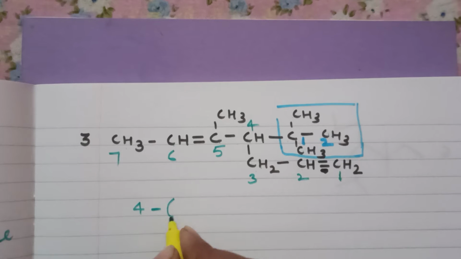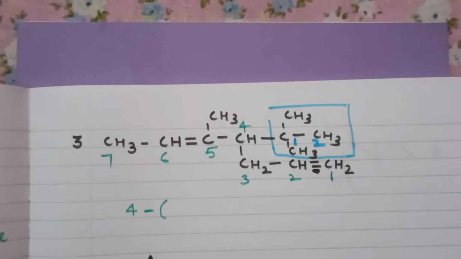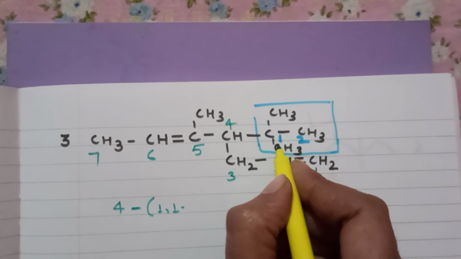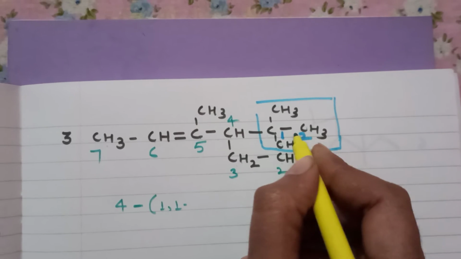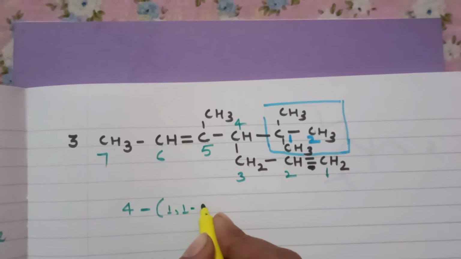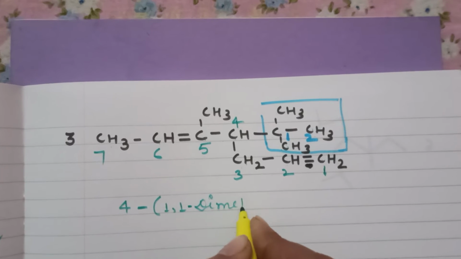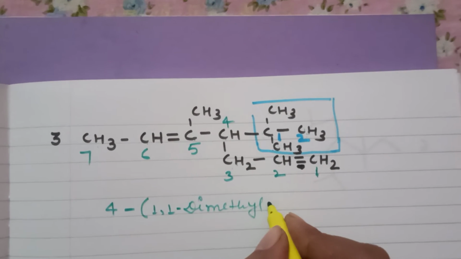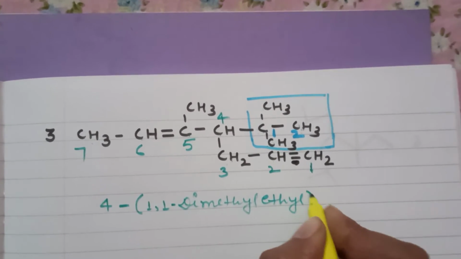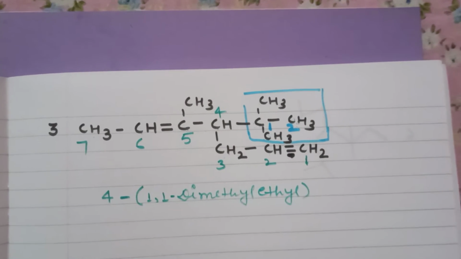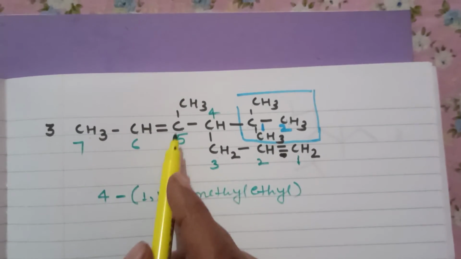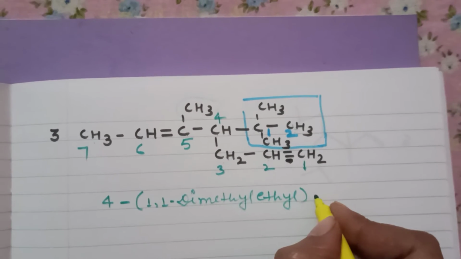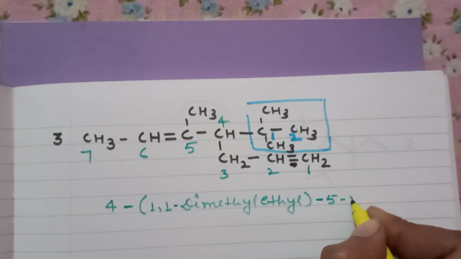Then in bracket, afterward, 1, 1, two times the methyl group is appearing in this chain. So dimethyl. Now a 2 carbon chain is left, then I will write ethyl. Okay, we have named this one group. Now come to the other substituent that is present, the methyl group. At which carbon? Carbon number 5. So I will write 5-methyl.